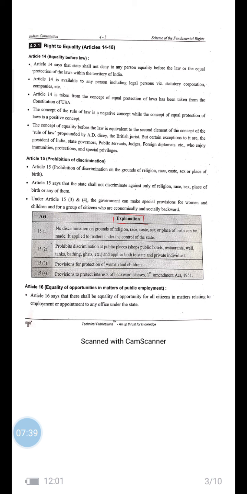So Article 14 is equality before the law. Article 14 says that the state shall not deny to any person equality before the law or the equal protection of the laws within the territory of India.